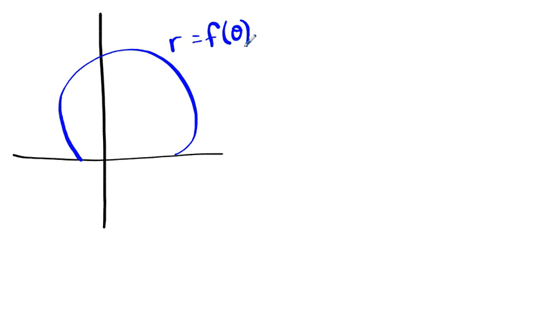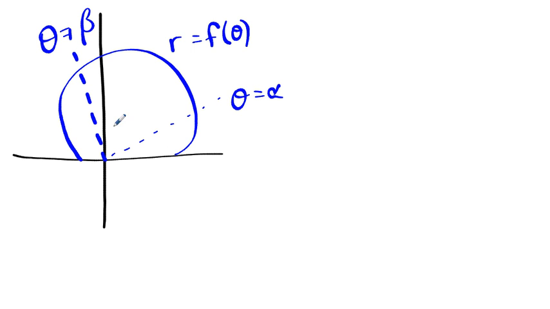Consider the following. Let's pretend that you have some polar curve where r is a function of theta, and you're interested in finding the area inside from some angle alpha to some other angle beta. Let's pretend that you're interested in finding this area.